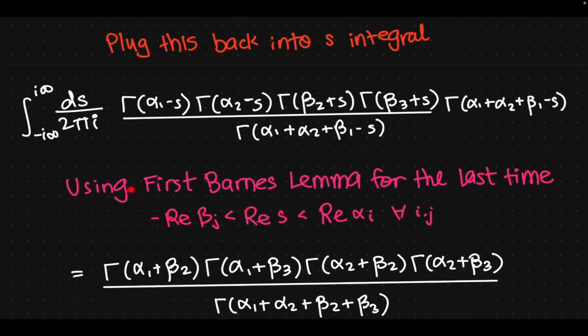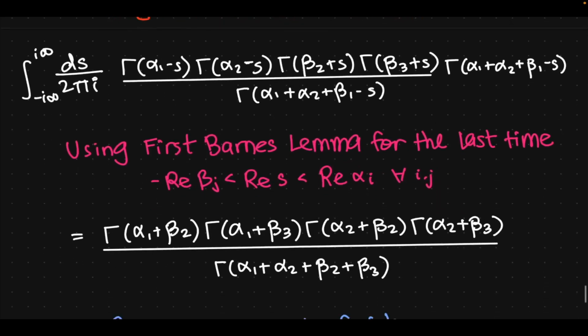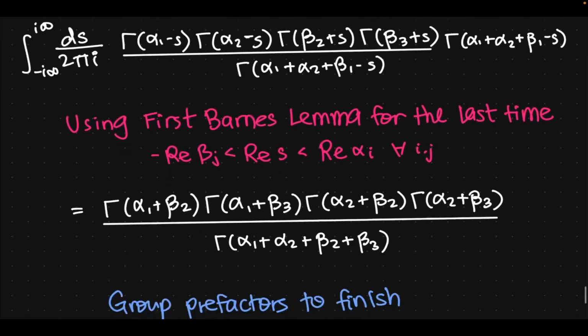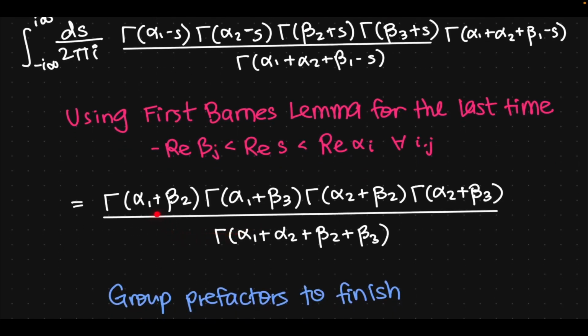So from this, we can still use Barnes' first lemma for the last time. Why can we do that? Because we're still in the region of convergence. We're going to use Barnes' lemma for the alpha 1, alpha 2, beta 2, beta 3 poles. So minus real part of beta j less than real part of s less than real part of alpha i for all i, j is still satisfied. And that was basically our choice for s. So we're good. Equals, just using the first Barnes lemma, gamma of alpha 1 plus beta 2, gamma of alpha 1 plus beta 3, gamma of alpha 2 plus beta 2, gamma of alpha 2 plus beta 3, divided by gamma of alpha 1 plus alpha 2 plus beta 2 plus beta 3.